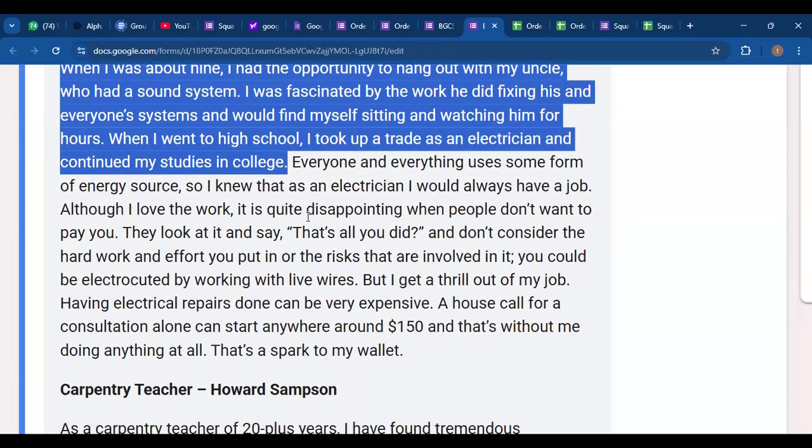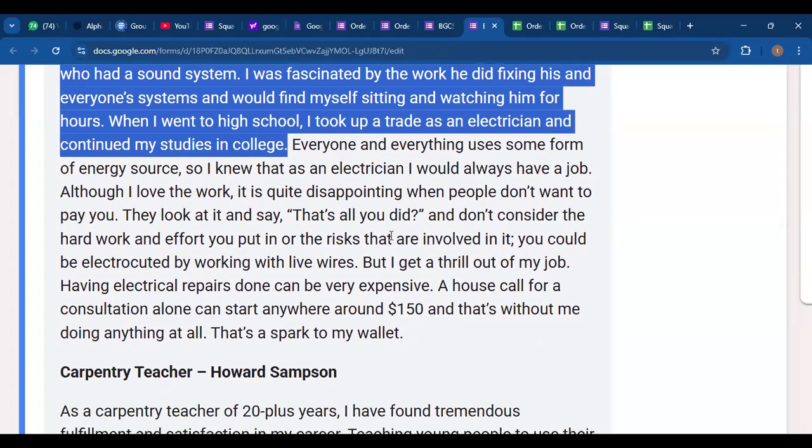Everyone and everything uses some form of energy source, so I knew that as an electrician I would always have a job. Although I love the work, it is quite disappointing when people don't want to pay you. They look at it and say that's all you did, and don't consider the hard work and effort you put in or the risk that are involved in it. You could be electrocuted by working with live wires. But I get a thrill out of my job.